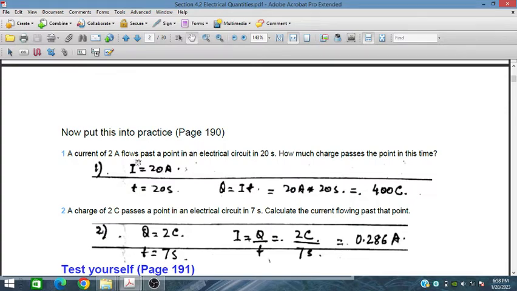I mistakenly wrote down 20 amperes. So this is 2 amperes, and the time is 20 seconds. This becomes 20 times 2, which is 40 coulombs.